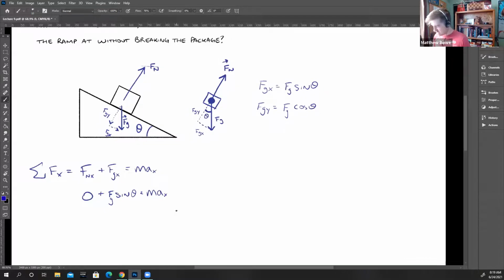All right, maybe this can be useful if we just find the acceleration in the parallel component. So let's rearrange this, just solving for the acceleration. So let's go, acceleration in the x component is F sub g sine of theta over the mass of this package. Okay.